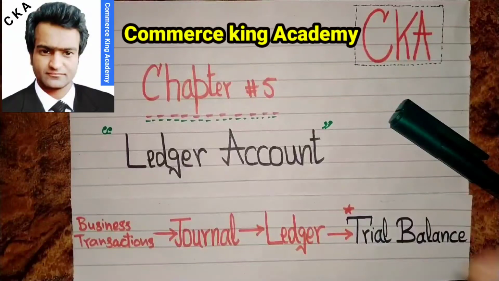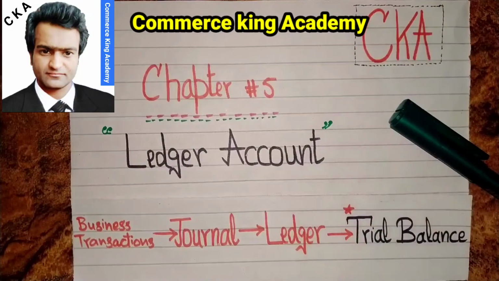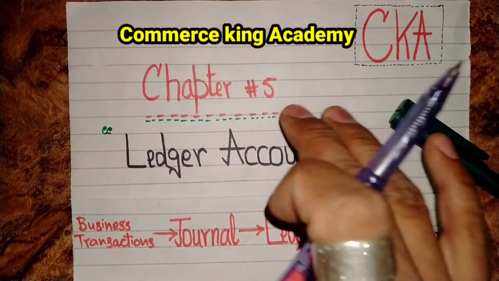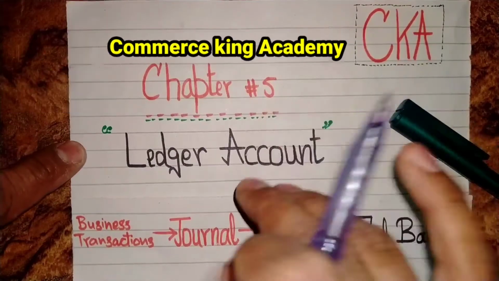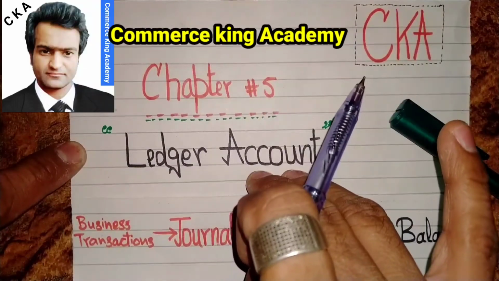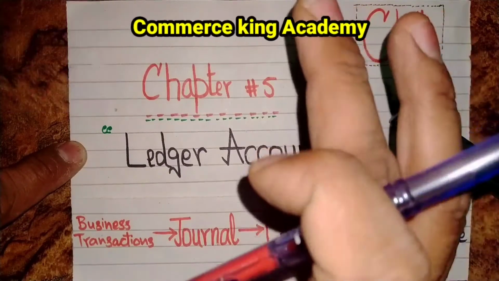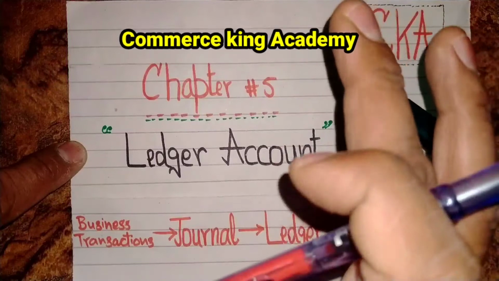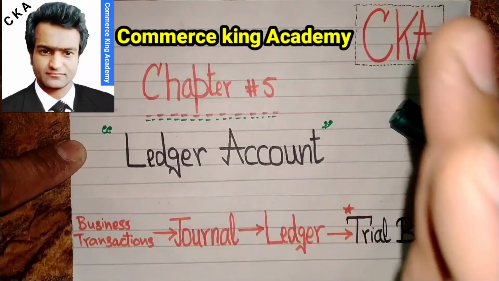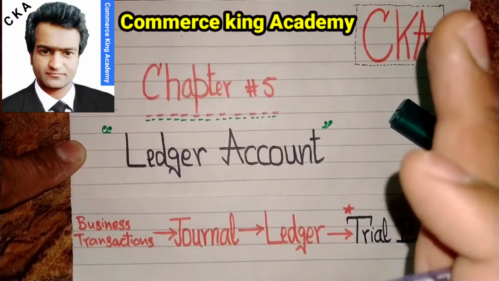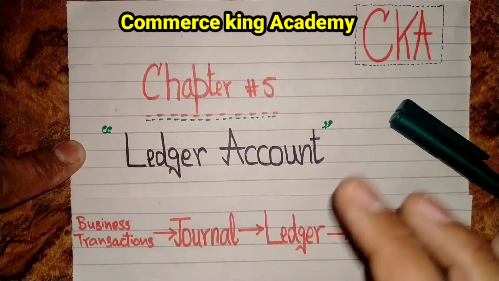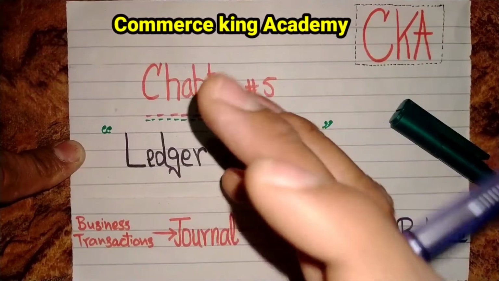Hi everyone, you are watching Commerce King Academy right now, and we are here on chapter number 5 with the name Ledger Account. You already know that we have done its theory, concepts, related illustrations as well as its problem number 1 in last videos. So in this video we have solved our next problem, which is problem number 2. So let's start with problem number 2.